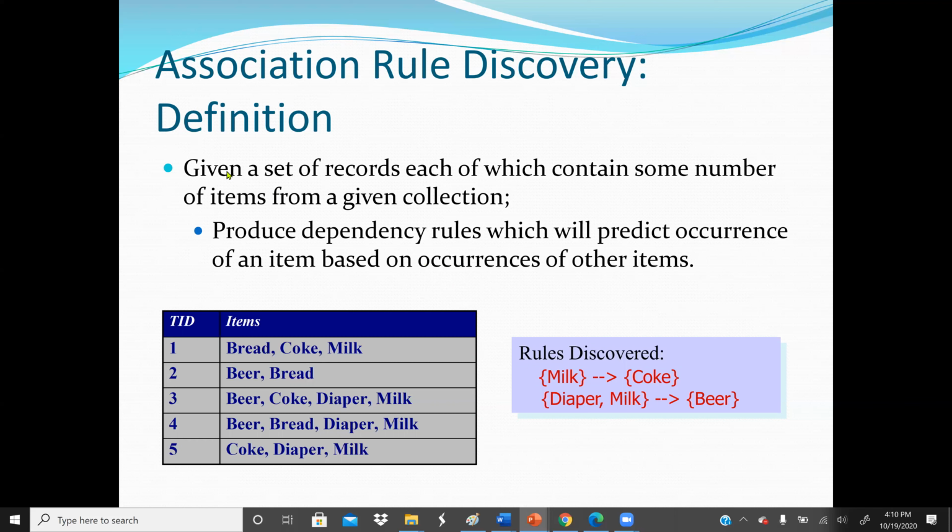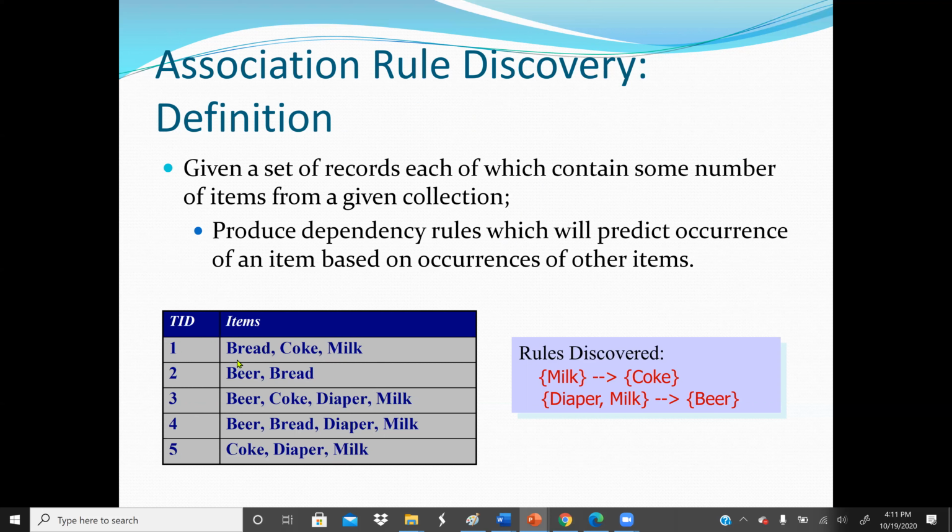So here we say, given a set of records, each of which contains some number of items from a given collection, we should produce dependency rules which will predict the occurrence of an item based on the occurrence of other items. So for example, we have a data set here. This is a supermarket data set. We have 5 customers. We can see the combination of items they buy in the supermarket.